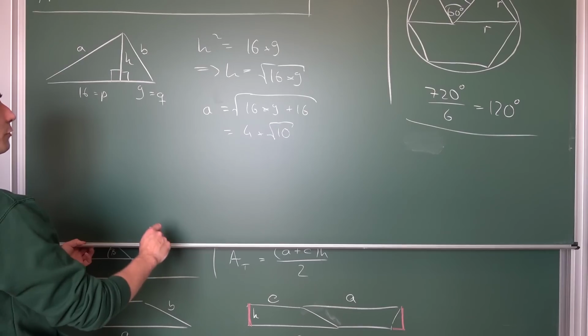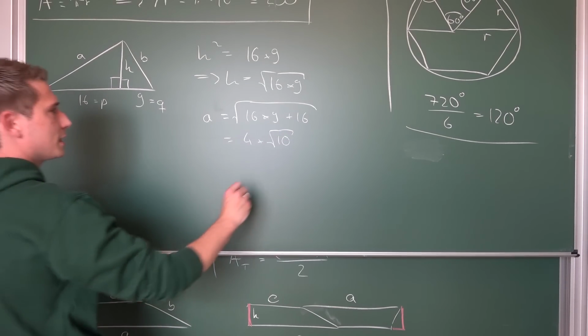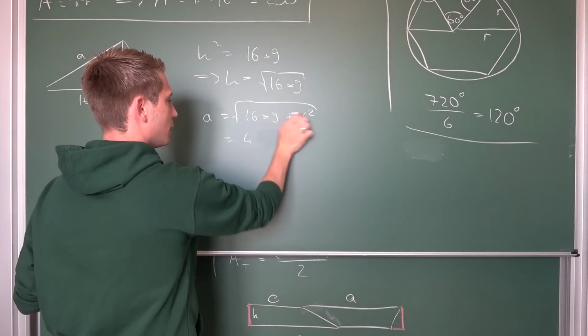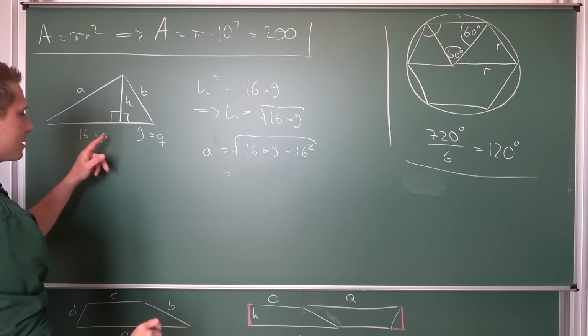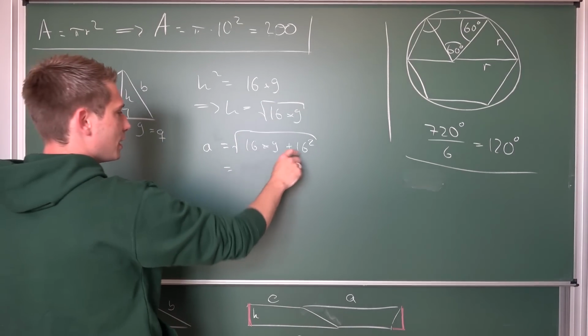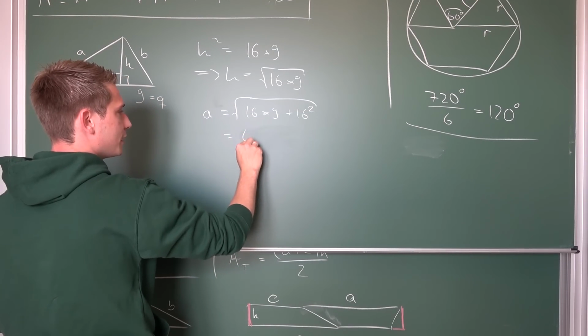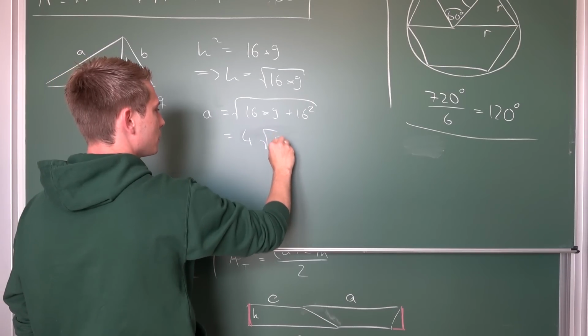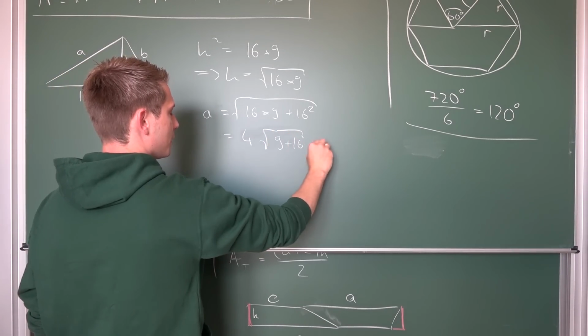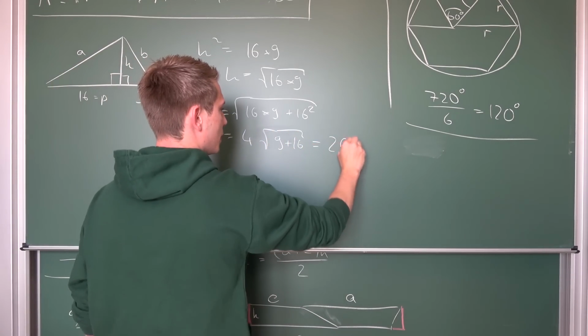Oh no, I forgot this... Oh, yeah, what did I do? I forgot the square on the 16. Yeah, I was confused by this. 16 squared. Then we have 16 as a common factor. 4 times the square root of 9 plus 16 is equal to, that's 25, so makes 20 overall.